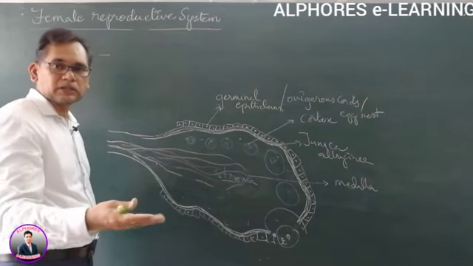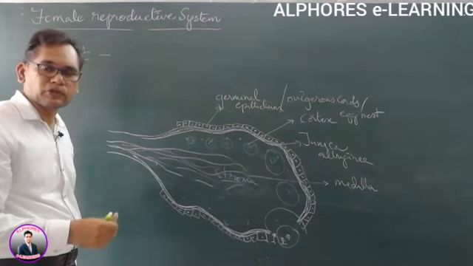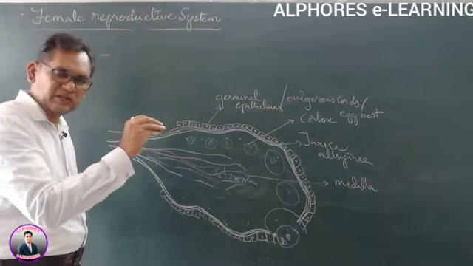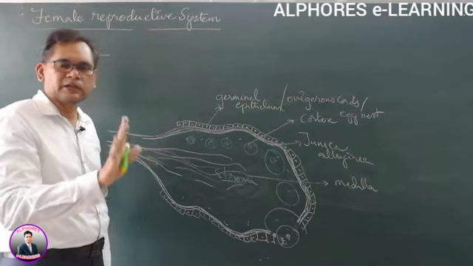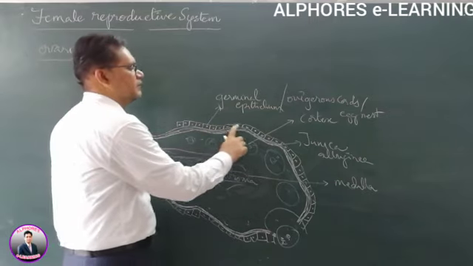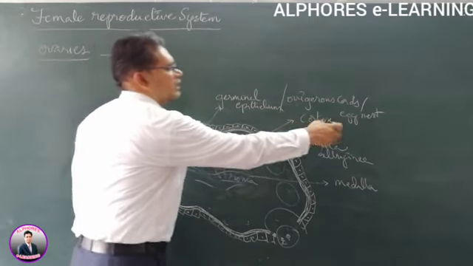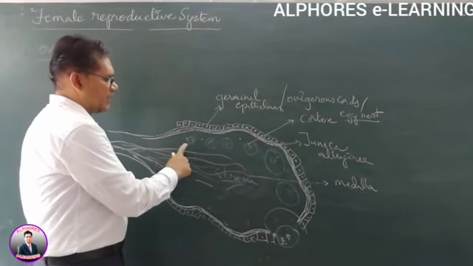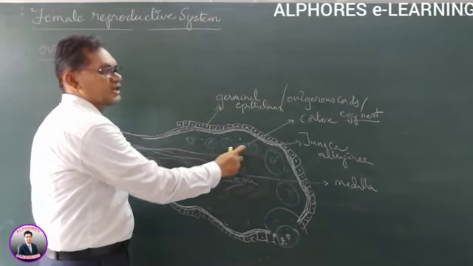Now after birth, no new Graafian follicle is added to the ovary. Whatever number is present at the time of birth will remain up to puberty. It means this germinal epithelium or ovigerous cord or egg nest is the site for the production of the Graafian follicle consisting of ova.